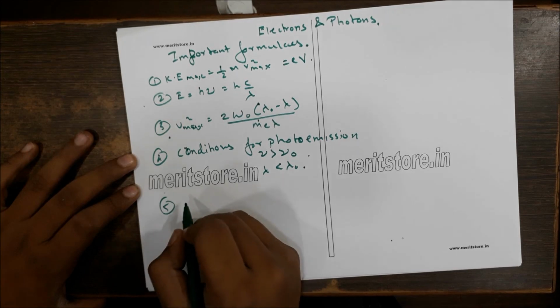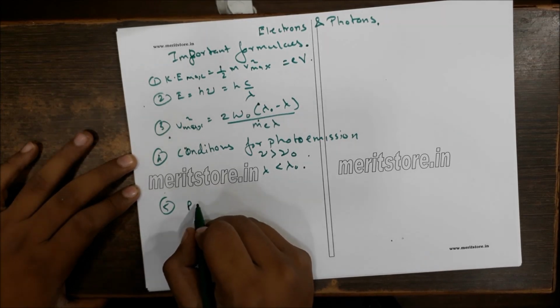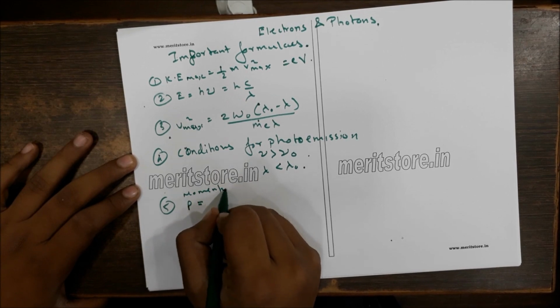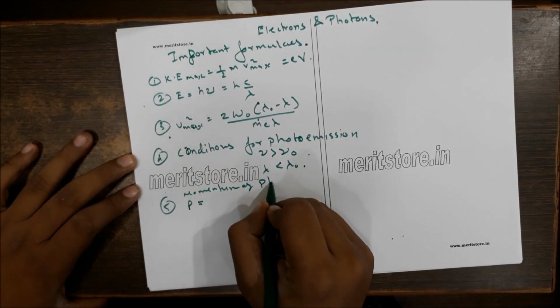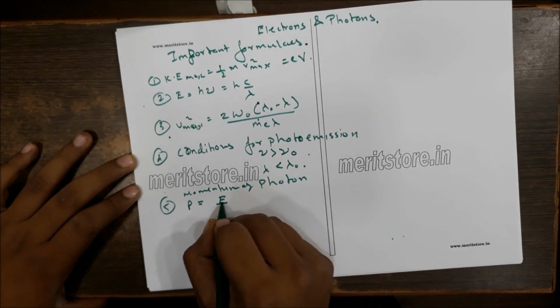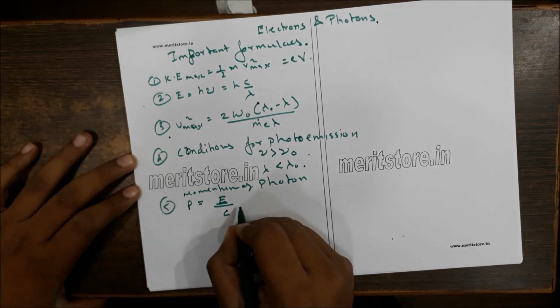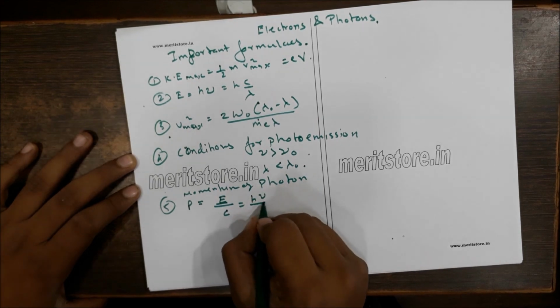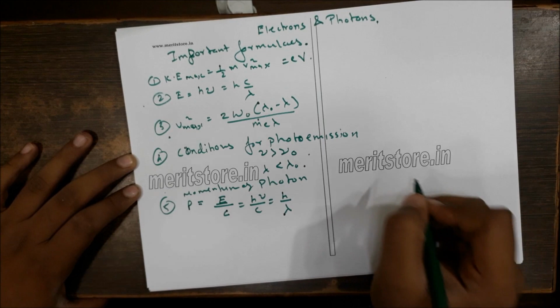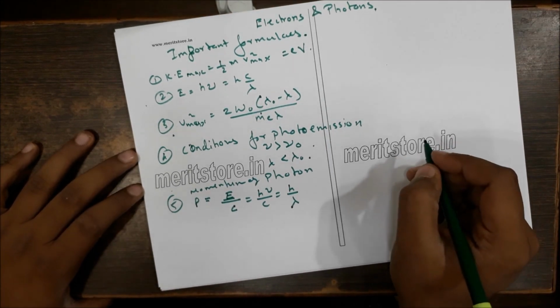The next important formula is momentum of photon. P is equal to E upon C, which is h nu by C, which is h by lambda. So these are the important formulas.